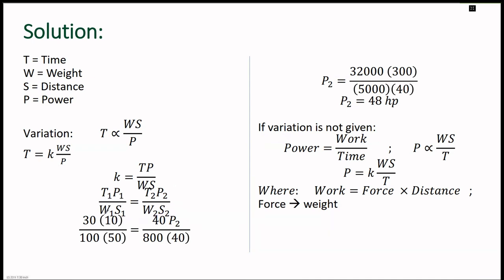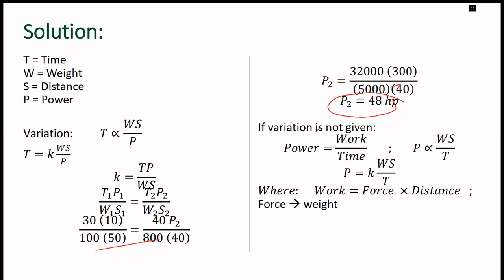So we already have the various values except for the final power. We substitute here, and we already have all the values. Transposing the terms, we have 3,200 times 300 divided by 5,000 divided by 40. So we have the power 2 equal to 48 horsepower.